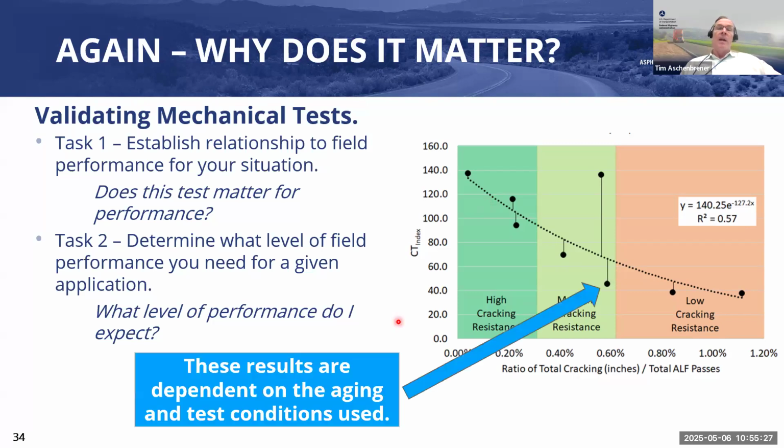So knowing the type of performance you expect is a good thing you can get out of a good validation study. Now remember, the tests that you're running will be impacted by the aging and test temperature, and that will impact your comparison to your validation results as shown here. So you have to keep in mind this was an ALF that was only out there for many months, not many years, and that also will have an impact in setting criteria.